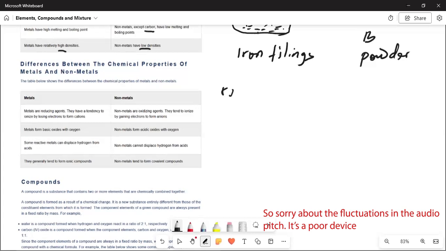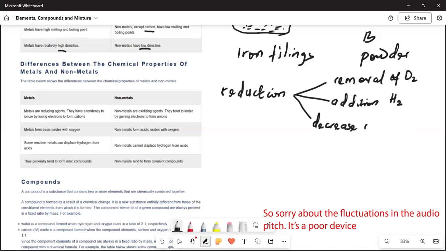Reduction in this case means there are three definitions, but we are concerned with one of the definitions for now. But let me give out the three definitions first. So reduction will be removal of oxygen, addition of hydrogen, or decrease in oxidation number. Decrease in what? Oxidation number. The last one is what we are interested in for now. Now, decrease in oxidation number.